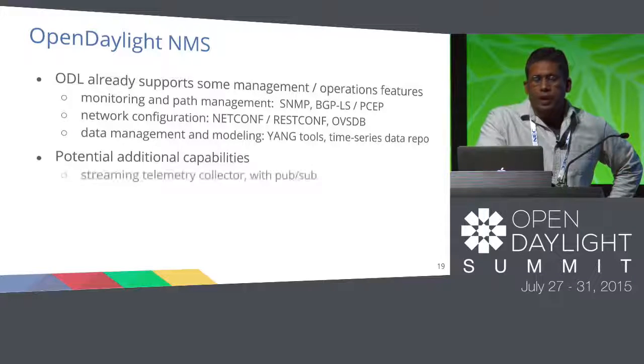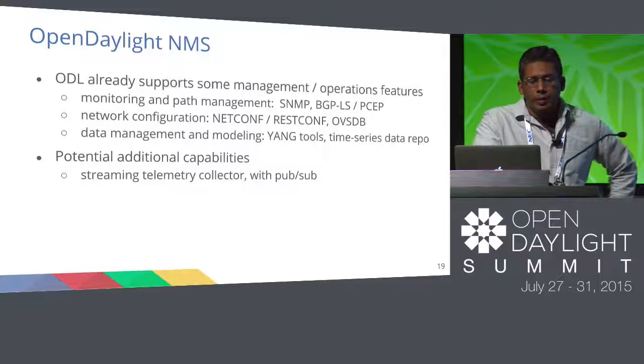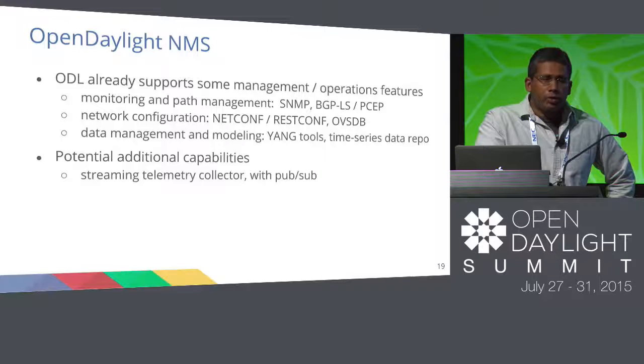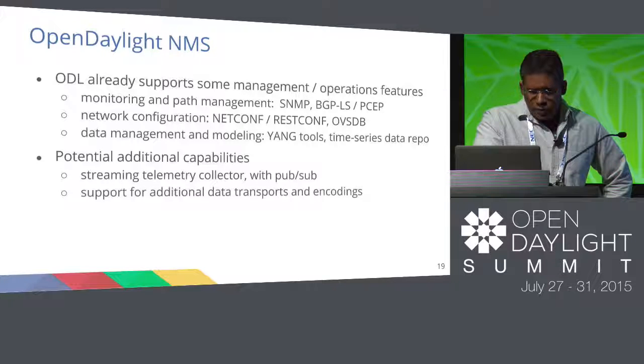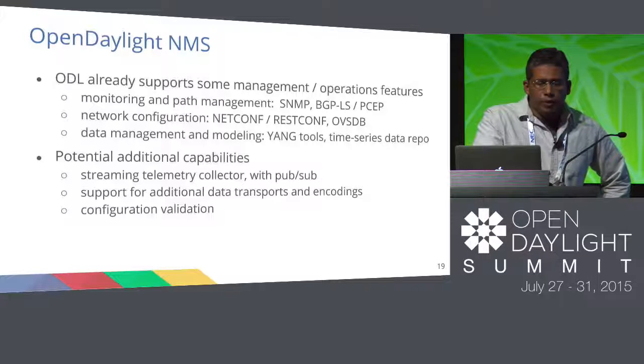And I think there are some additional capabilities that we should think about. Maybe a collector project, right, for being able to collect the streaming telemetry that I described, with publish-subscribe capability. There are actually some very interesting drafts that have been published in the IETF on pub/sub monitoring. It's in the context of I2RS, if folks are familiar with I2RS, but some of the ideas are widely applicable. Support for additional data transports and encodings for monitoring data, for example gRPC or Thrift encodings, including JSON or protobuf, et cetera. And then also additional support for actually validating configurations.